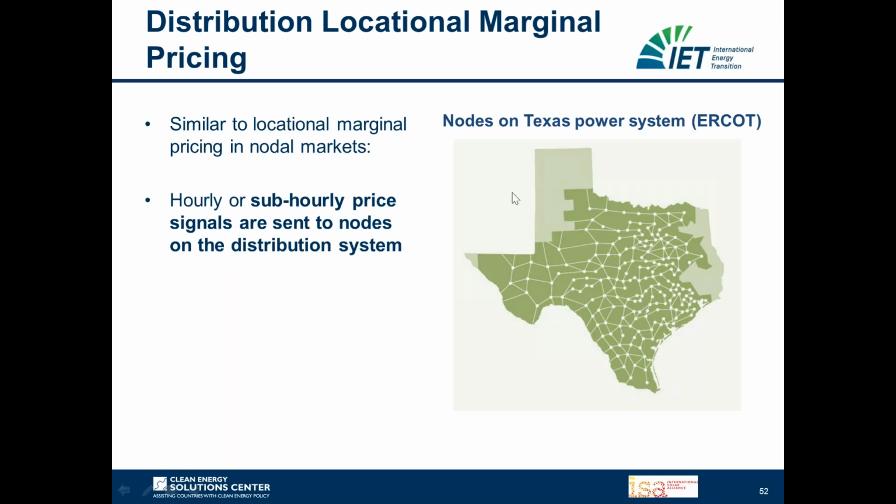Of course, as you can already see from this graphical illustration, this is quite complex, assigning different values, different prices to each of the nodes. This is normally why most jurisdictions start with zonal pricing and then move down to nodal pricing.